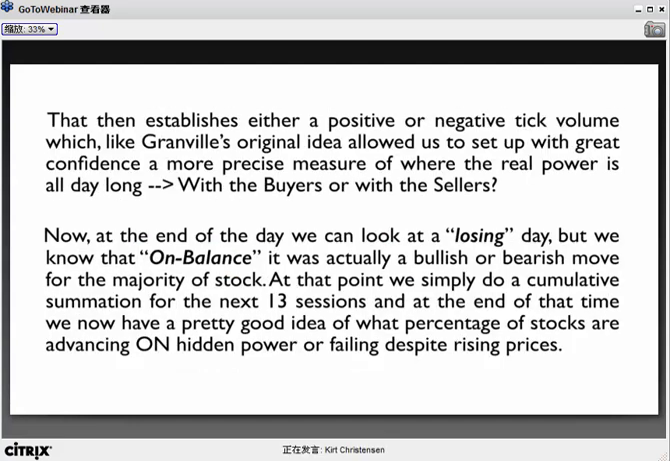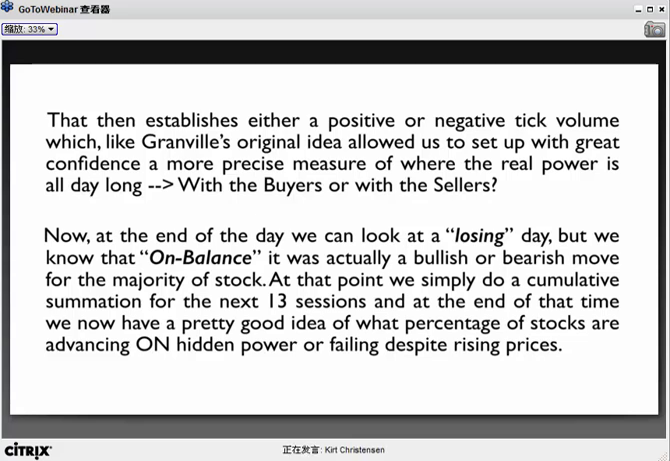So then that either established a positive or negative tick volume, which, like in Granville's original idea, allows us to set up, with a greater confidence, a more precise measure of where the real power is, with the buyers or the sellers. Now, at the end of the day, we can look at a losing day, but we know that on balance, it was actually a bullish or bearish move for the majority of the stocks. At that point, we simply do a cumulative summation of the next 13 sessions. At the end of that time, we have a pretty good idea of what percentage of stocks are advancing on hidden power or failing despite rising prices.